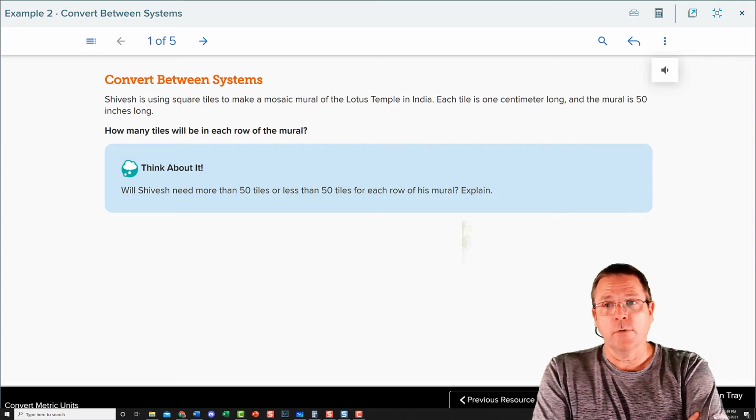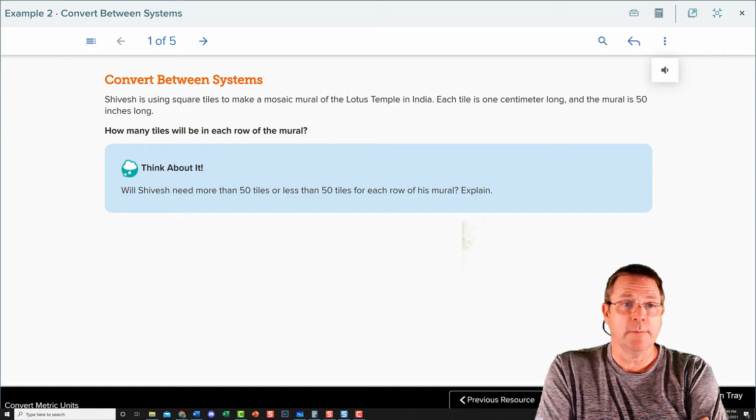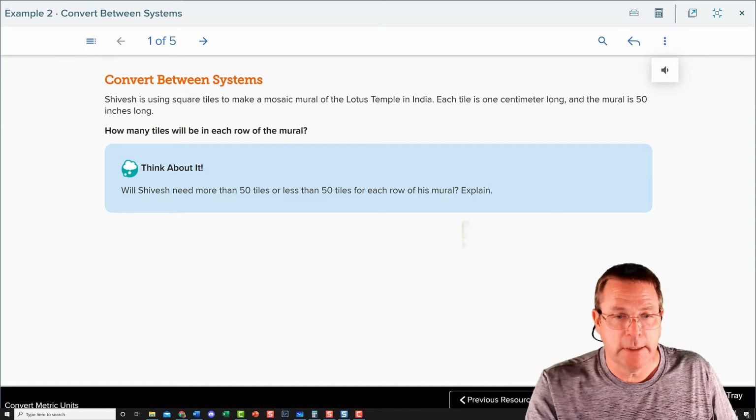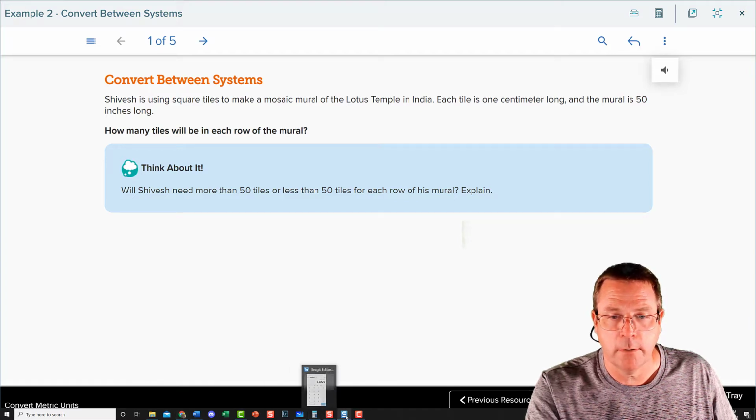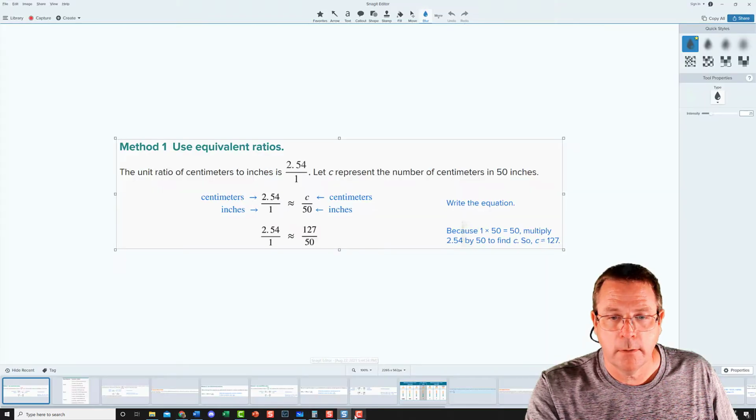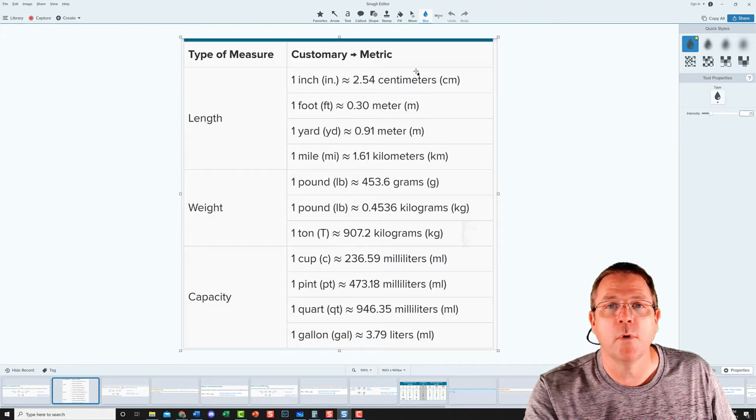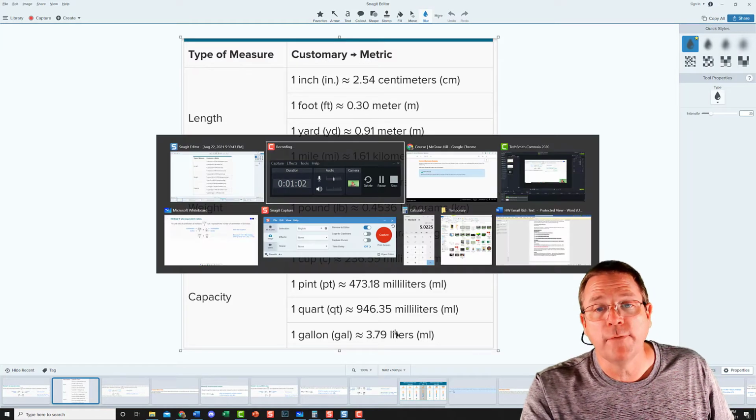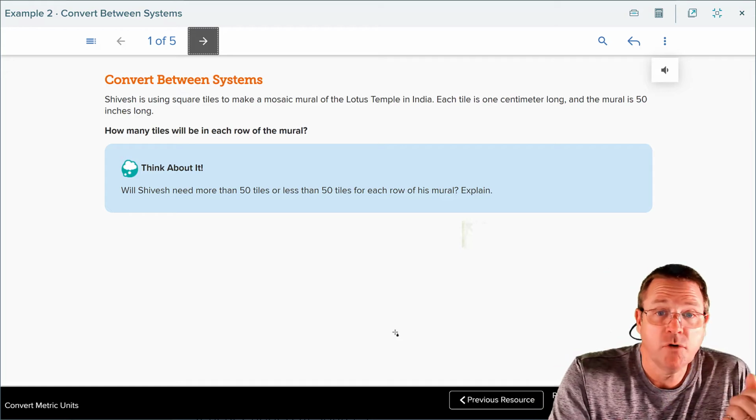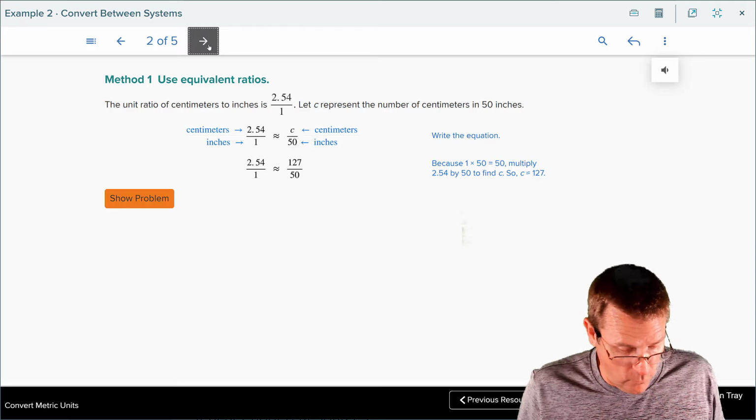The whole mural is 50 centimeters long, so since there's 2.54 centimeters in an inch, and we can see that conversion factor once again right here, you've got that conversion factor that says that 1 inch is 2.54 centimeters. Because of that, you know you're going to have definitely more than 50 centimeters. You're going to have 2.54 times 50 centimeters. Now, there's two different ways to work this.